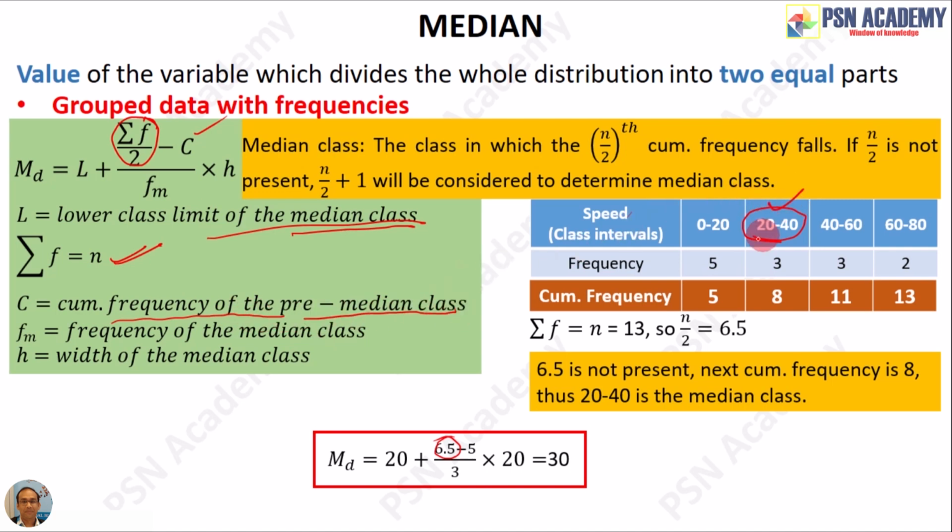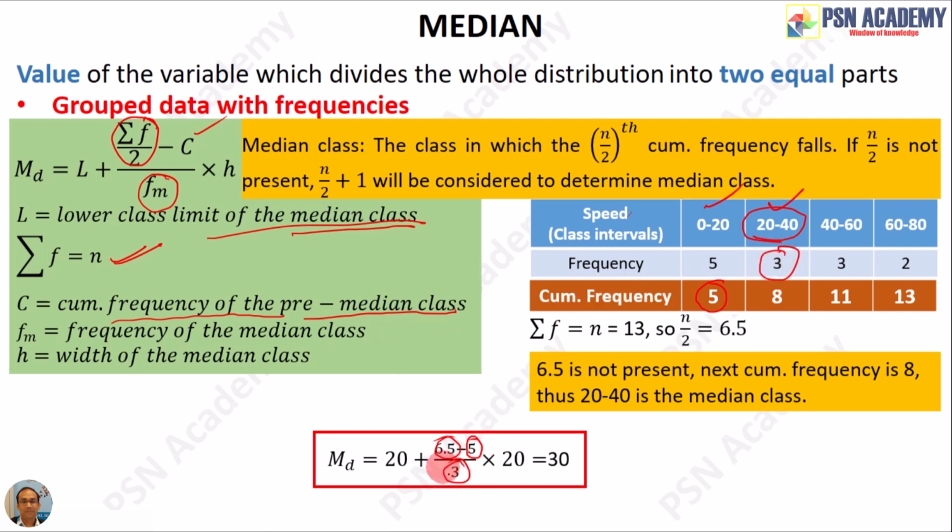Now this is our median class. So the pre-median class is this one. So you have the cumulative frequency as 5. So this 5 is here. And on the lower part, you have f suffix m, which is the frequency of the median class. So the frequency of the median class is 3.